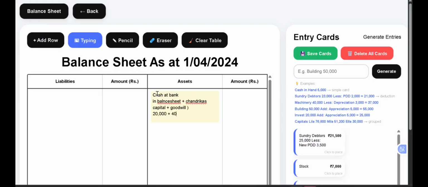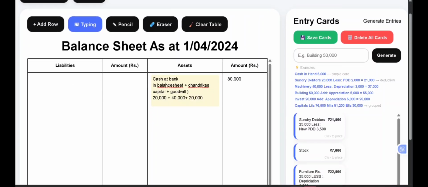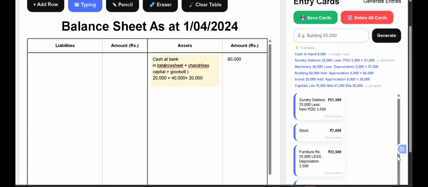plus the goodwill which is brought in by Chandrika should be added together. So which will be 20,000 plus 40,000 Chandrika's capital plus 20,000 is the goodwill. So total amount will be 80,000. This is the cash which we have to bring to the balance sheet with the adjustments. Okay, now once the cash entry is done, the next entry we have is the sundry debtors.